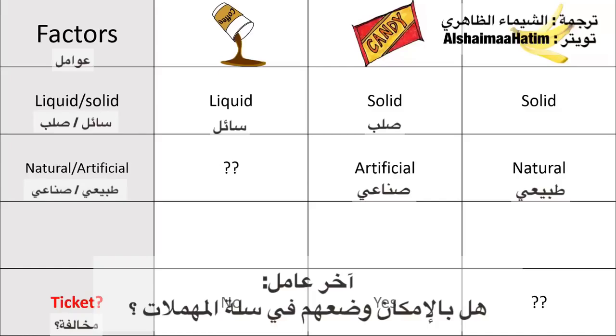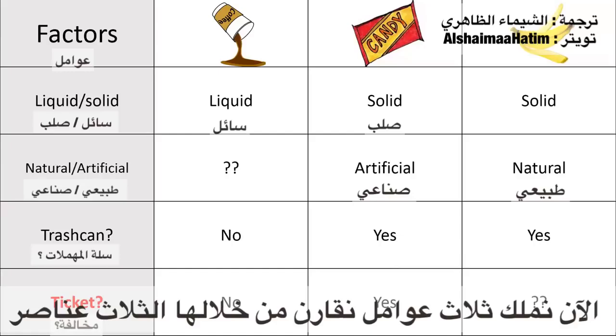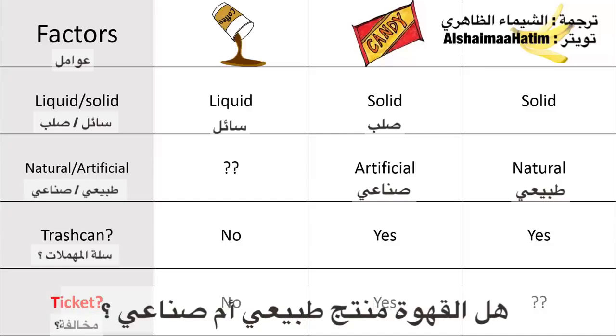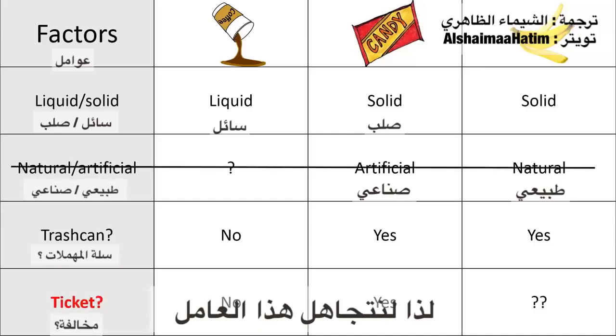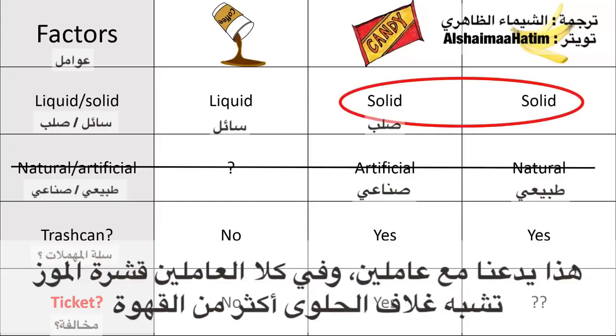Our last factor will be whether you would put the item in a trash can. Coffee? Probably not. A candy wrapper? Definitely. And a banana? Probably. So now we have three factors on which to compare the three items. We don't have enough information on the second factor, natural or artificial, for coffee, so let's disregard that factor. Sorting, ranking, and discarding factors is another think like a lawyer skill. That leaves two factors, and on both, the peel is more like the wrapper.